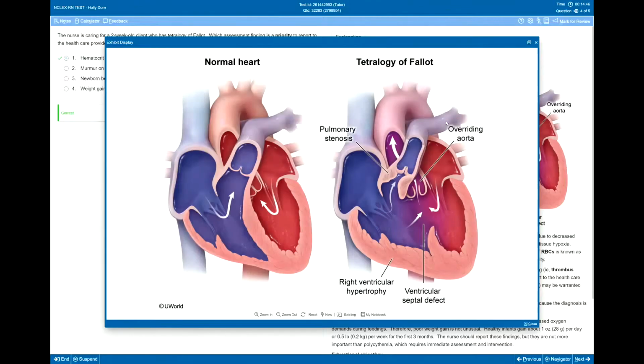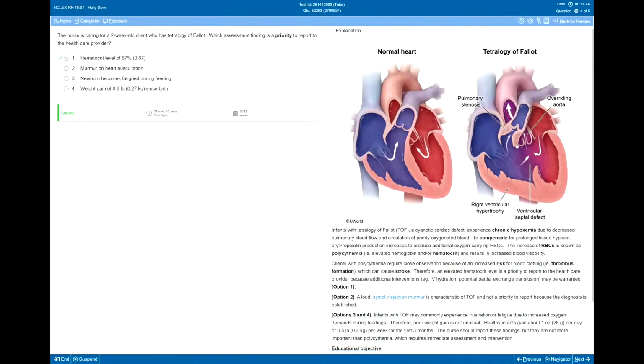Then the last component is the overriding aorta. Our normal aorta is positioned over the left ventricle, as you can see over here. But in this heart, it is positioned right over this defect, the septal defect. And so all this deoxygenated blood mixes with this oxygenated blood and then is sent out to the body. If you see here, we've got the nice red, and here we've got this pinky purple. So this just tells us that we are not pushing as much oxygen to our client as needed.